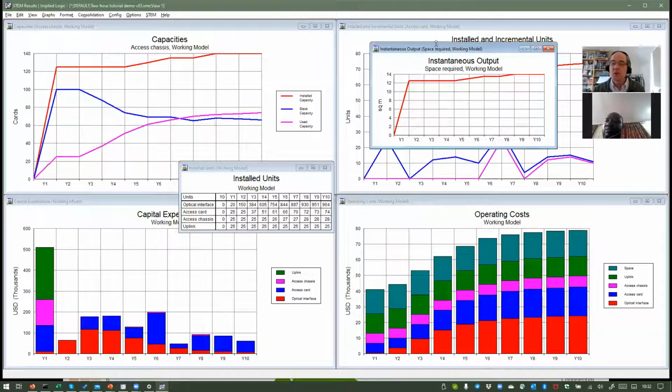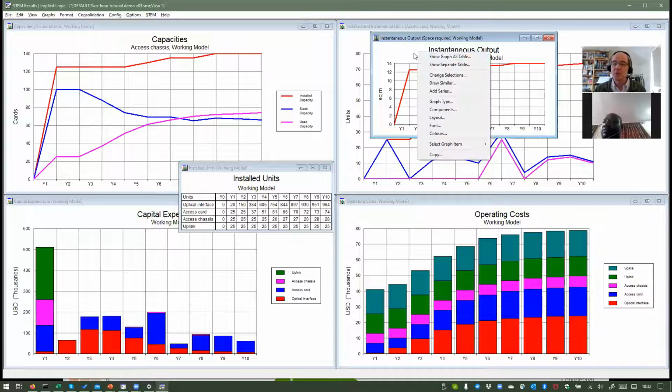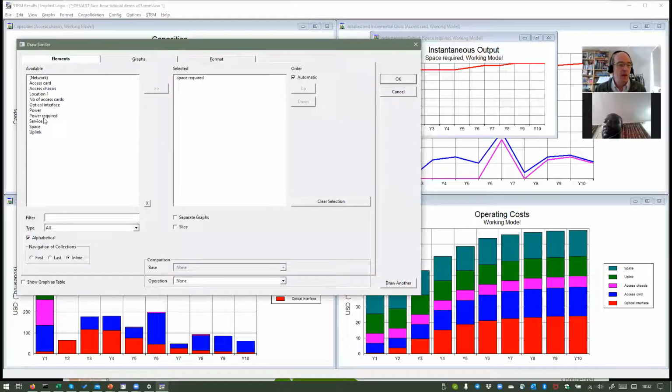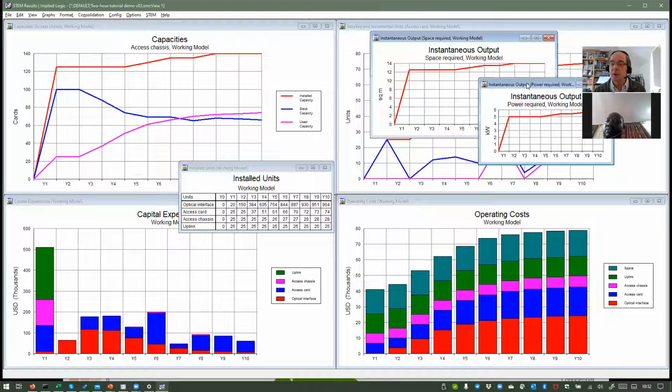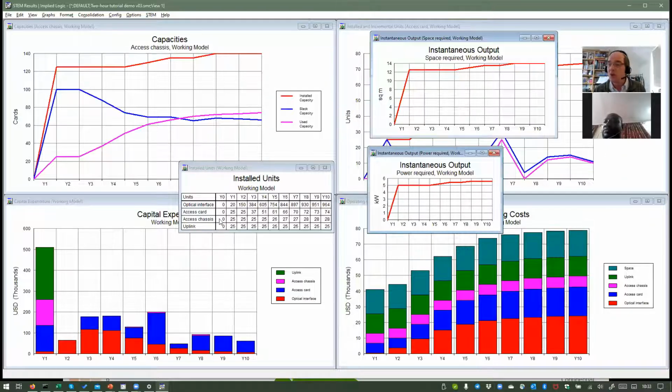And so I can draw another graph just like this one, draw similar. This time I want the power required. And it's a bit smaller. So my power required, well, it's 200 watts. So in terms of kilowatts, it should be 1/5 of the number of chassis. So with 25, it should be 5 kilowatts, which it is, and it will then gradually increase.